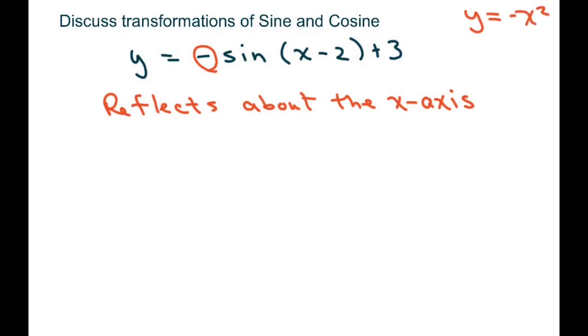You know what x squared looks like. This would be y equals x squared, and when you put the negative in, it reflects over the x-axis. So the same thing happens with sine. Okay, next we have to deal with that.